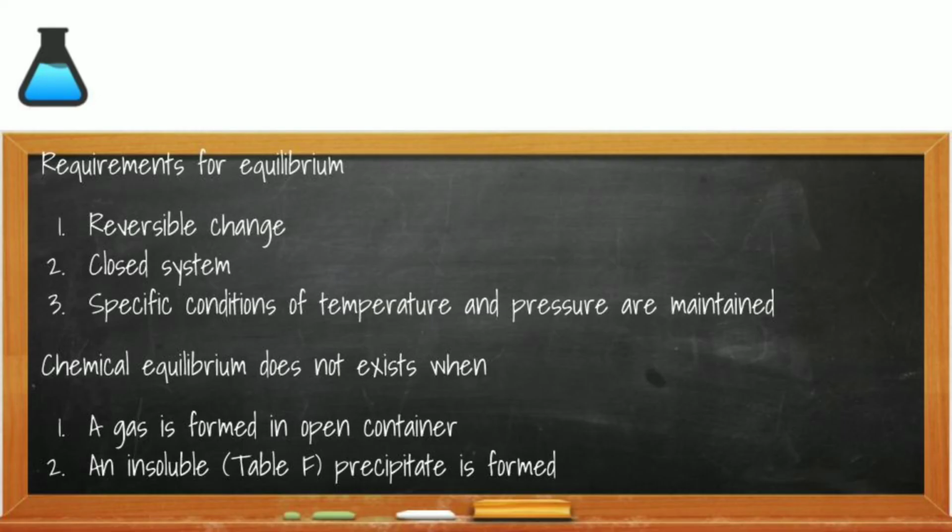As we said earlier, not every chemical reaction can reach equilibrium. In order to reach equilibrium, the chemical reaction must be reversible. It must occur in a closed system where no matter is added or removed, and it must occur at a specific temperature and pressure. Changes in temperature and pressure can cause changes in chemical equilibrium.